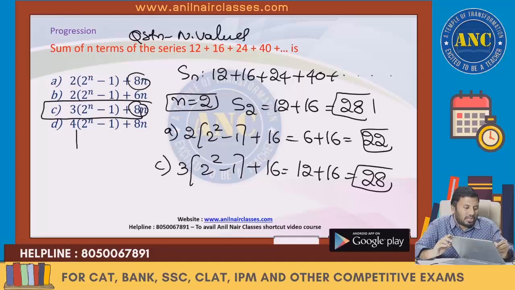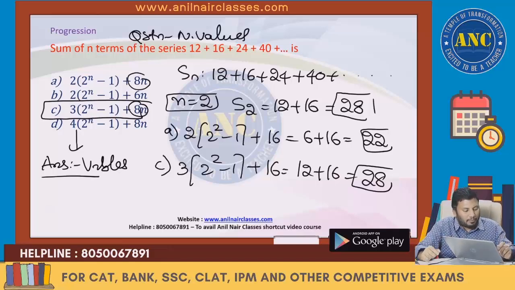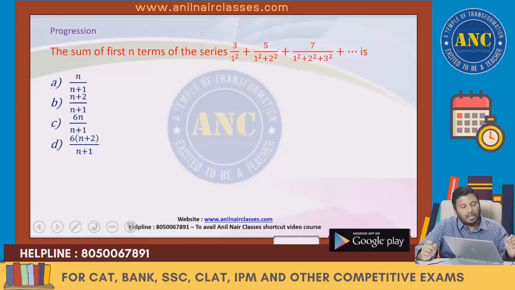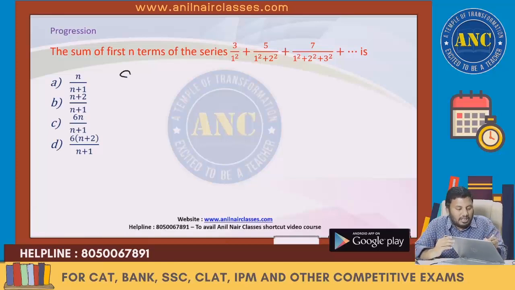I hope the logic is clear. Question contains numerical values and answer contains variables. This is also clear. Next one. Sum of the first n terms of the series, Sn is 3 by 1 square.